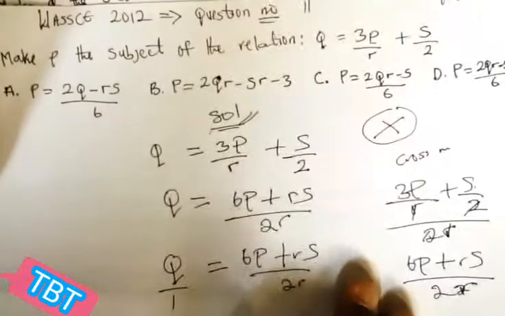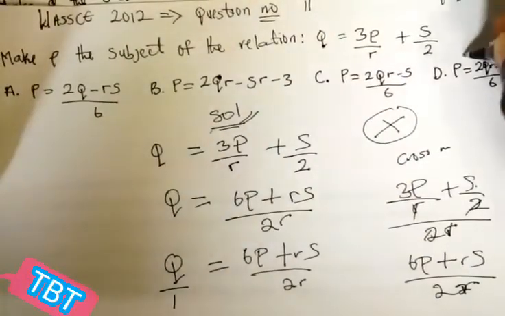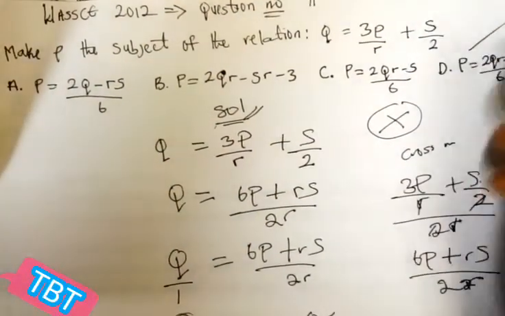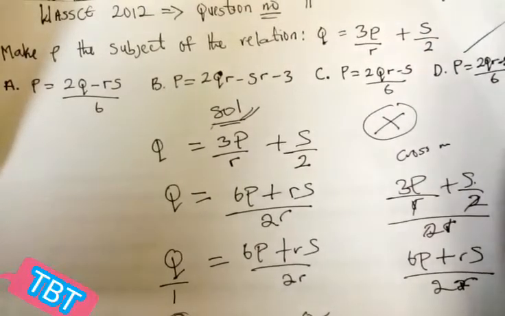Now we have to select our answer from the options. I think D is what we have. P is equal to 2QR minus RS over 6. Very direct.